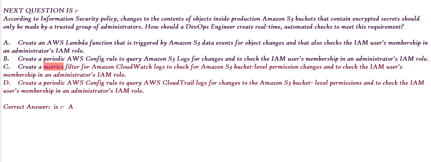C. Create a metrics filter for Amazon CloudWatch Logs to check for Amazon S3 bucket level permission changes and to check the IAM user's membership in an administrator's IAM role. D. Create a periodic AWS Config rule to query AWS CloudTrail logs for changes to the Amazon S3 bucket level permissions and to check the IAM user's membership in an administrator's IAM role. Correct answer is A.